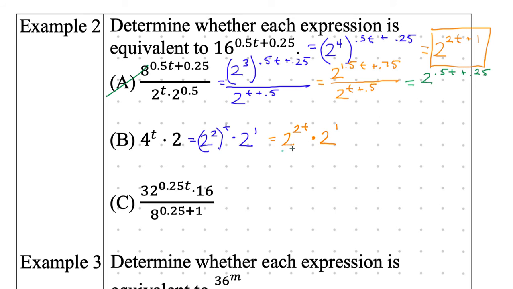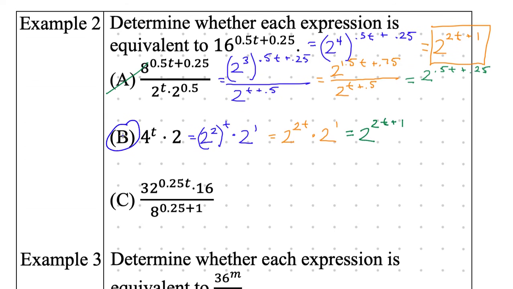And from here, oh, I have the same base. The same base is being multiplied, which means I'm going to do what operation to the exponents? Sorry, I'm going to add. So it's going to be 2 to the power of, I'm going to add the 2t with the 1. Oh, and hey, that is exactly the same form. So B is an equivalent form. We can circle B. And let's try C.